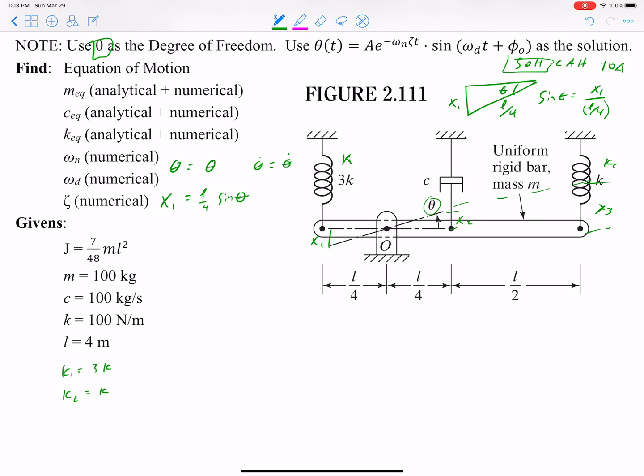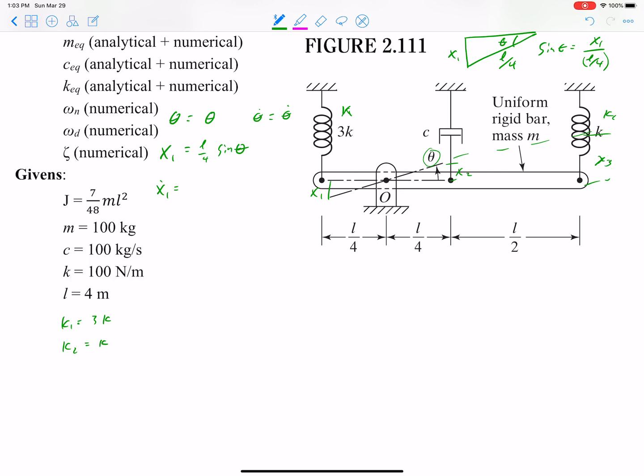And then x dot 1 is equal to, well, I'm going to come down here and figure that out. So x dot 1 is equal to dx1 dt, which is equal to d of L over 4 sine theta d theta times d theta dt. Because remember, we have to apply the chain rule, because the thing we're interested in, the thing that's varying with time, which is theta, is embedded in another function.